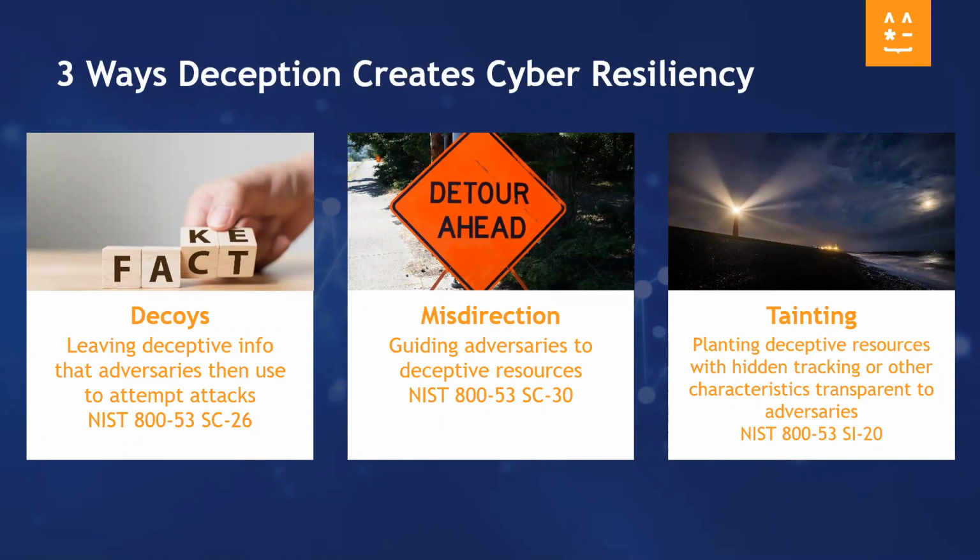And we also have, again, SC-30 for concealment and misdirection, so that we do have concealment for protecting our high-value assets. And finally, we also have SI-20 in the System and Information Integrity Control class that calls out having tainting in the environment. So planting deceptive data, so we have the malicious actor engaging with those data sets.